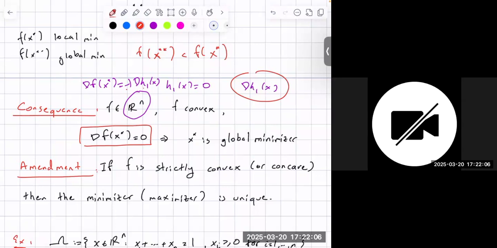Okay. But of course, we are assuming this function f is convex and also differentiable. I am able to take that gradient. That's what I'm assuming implicitly. There are convex functions that are not differentiable, but we can still optimize them. We will talk about them later.